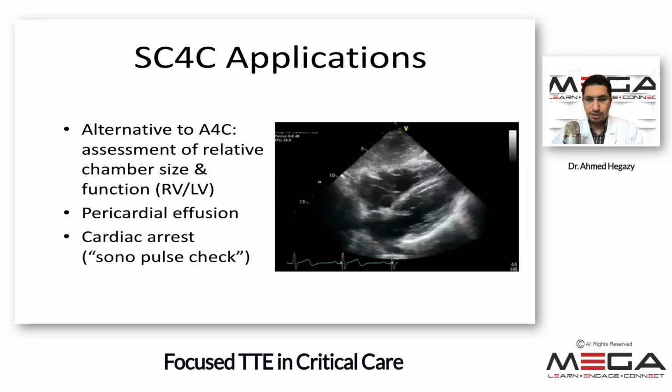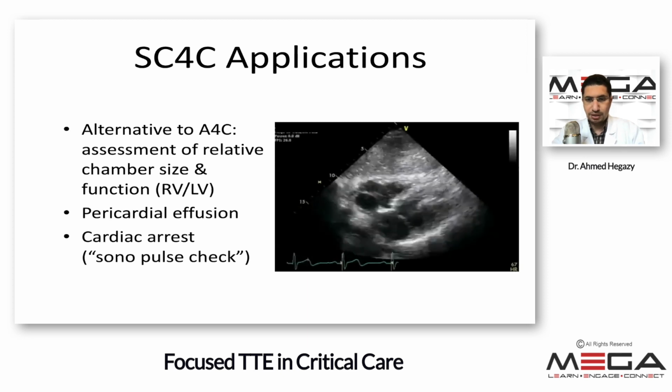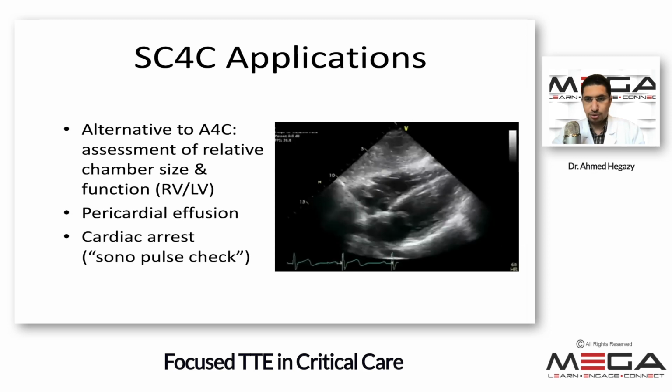And that's the only situation where I usually start with a subcostal 4-chamber. But if I don't get a subcostal 4-chamber, I'd have to move up to the apical or parasternal. Obviously, that would take up a little bit of time. And so if the CPR is on hold, you have to be really quick.